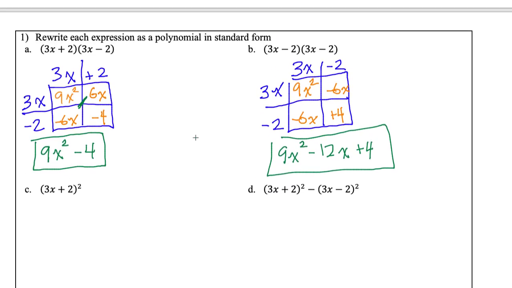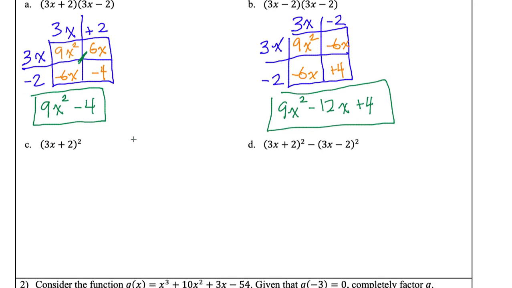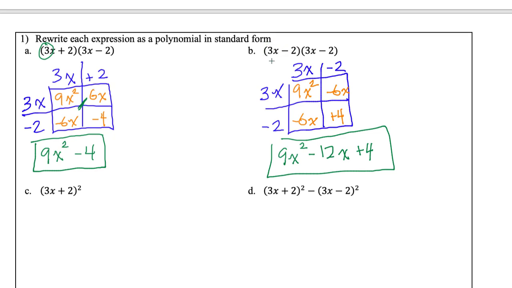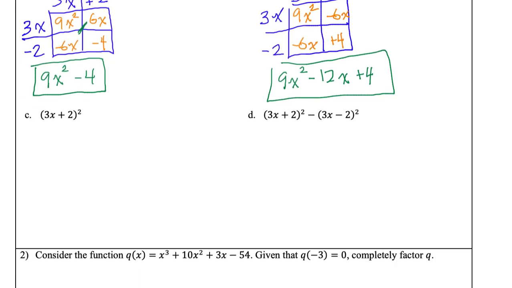For letter C, it's very similar. By the way, the shortcut, whenever you have conjugate pairs, is you square the first term, square the last term, and then just choose the sign that's in between, so it's a minus sign. The shortcut for this one is you square the first, double the product, square the last. And this one is very similar, where you square the first, double the product, square the last.